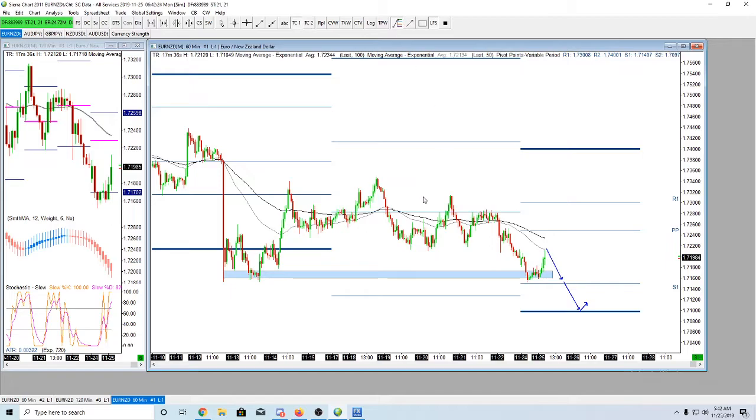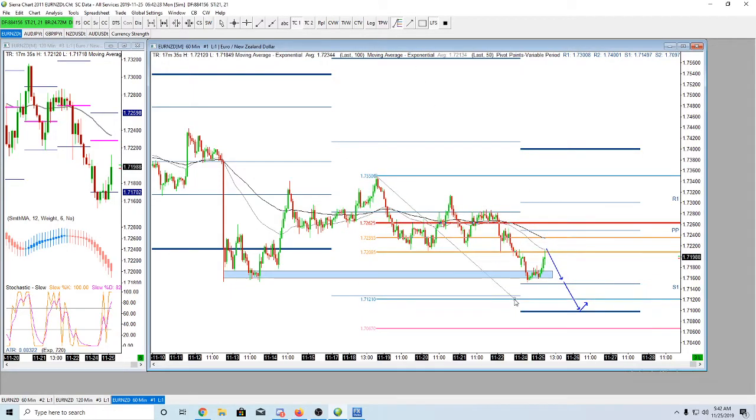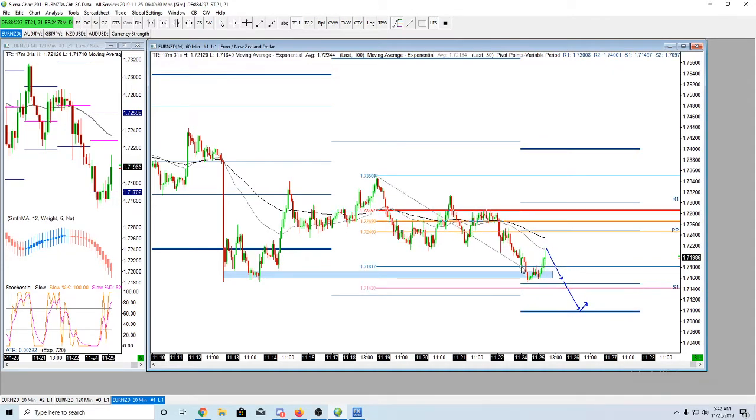If I Fibonacci this thing from top, here's my top from last week. Here's my low from last week. I'm still looking at this area down in here, so not too far away from this structure spot.